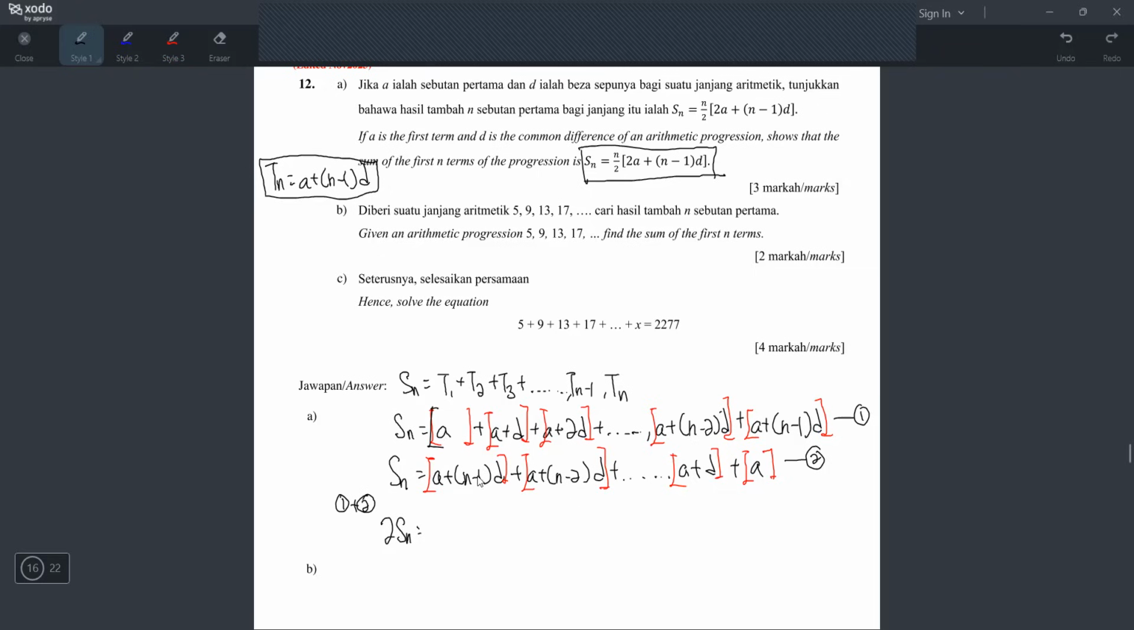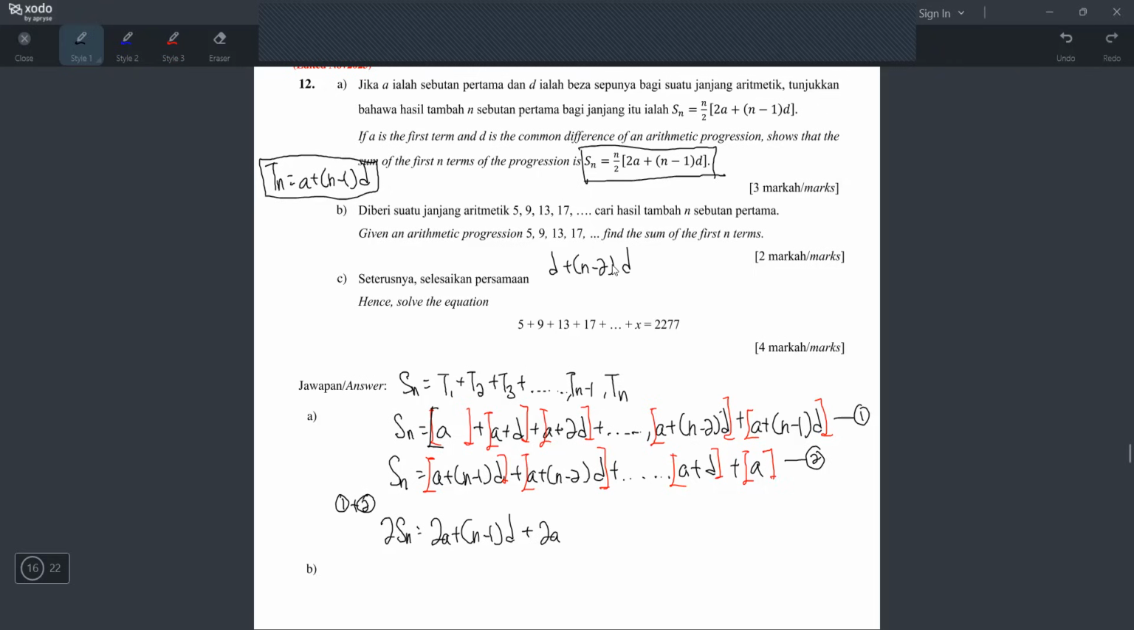So what is A plus A? You will get 2A. So I'll just write 2A plus n minus 1d. This is what happens when you add this bracket with this bracket. And then add the next one, A plus d, with this. What is A plus A? You will get 2A also. And then 1d plus n minus 2d.